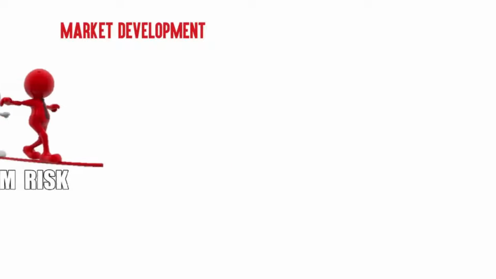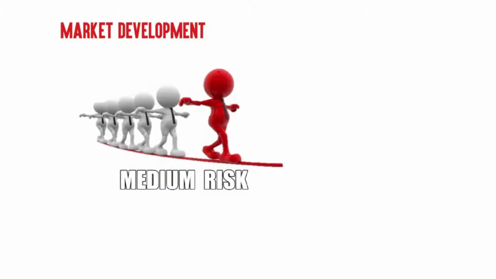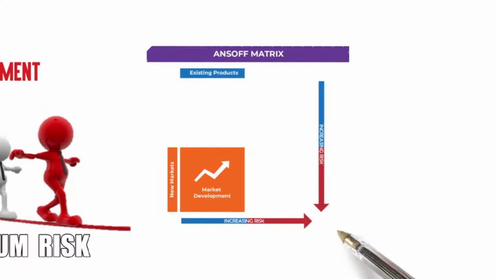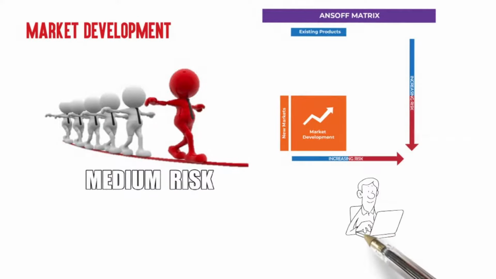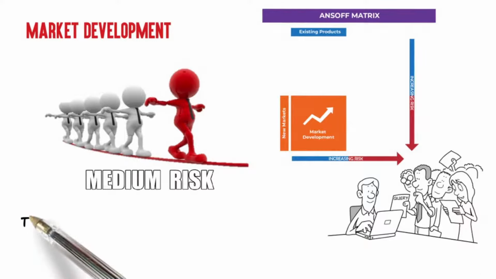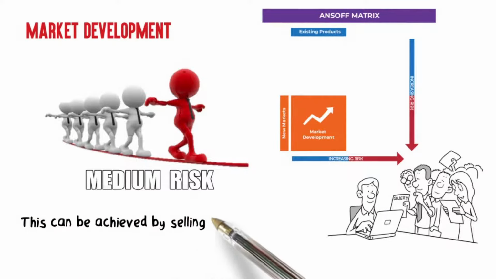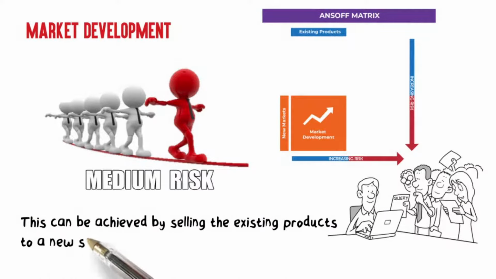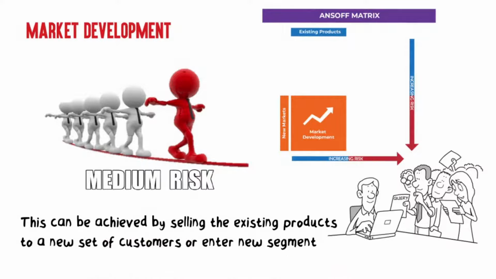Next strategy is market development. This is a medium-risk growth strategy that involves selling existing products in new markets. Means established products is marketed to a new set of customers. This can be achieved by selling the existing products to a new set of customers or entering a new segment.